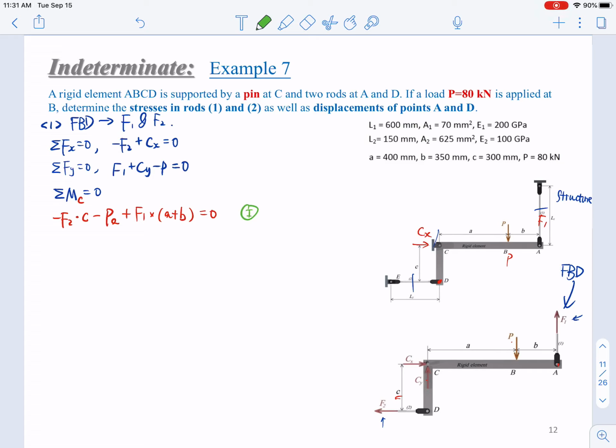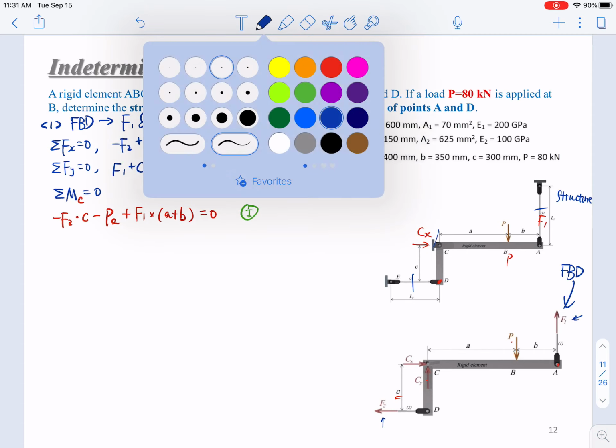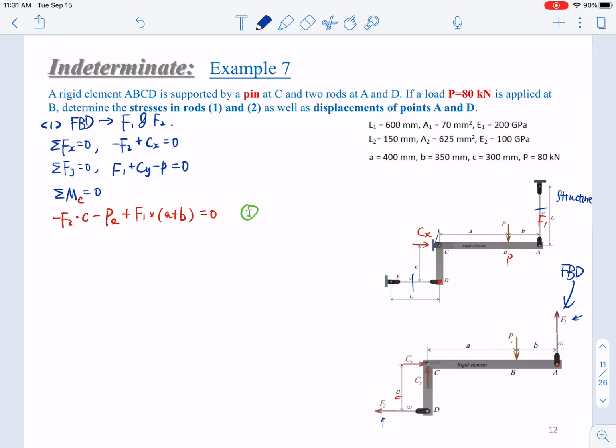Okay. So this is our equation 1. This is the equilibrium equation derived from the free body diagram. Let's see what we can derive based on this equation. C has been given; C is here 300. So we use negative 300 F2 minus 80 kilonewton times 400.